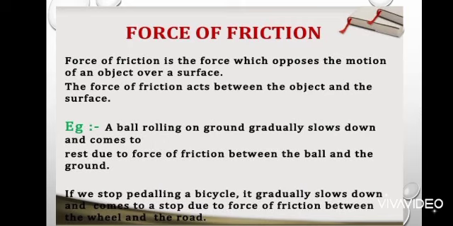Force of friction is the force which opposes the motion of an object over a surface. The force of friction acts between the object and the surface. Example: a ball rolling on the ground gradually slows down and comes to rest due to the force of friction between the ball and the ground. If we stop pedaling a bicycle, it gradually slows down and comes to a stop due to the force of friction between the wheel and the road.